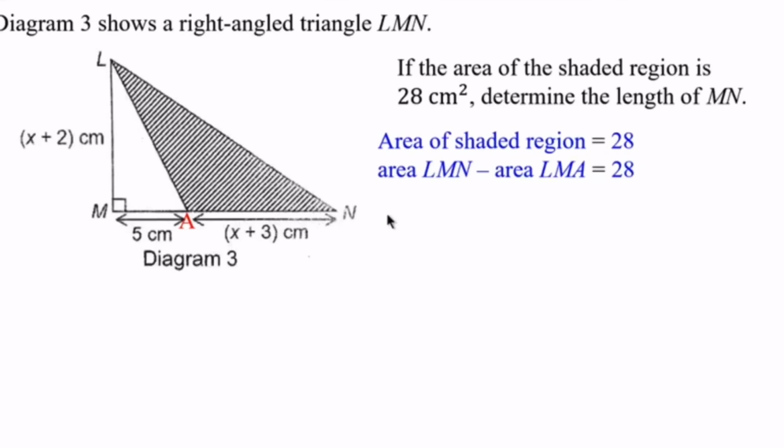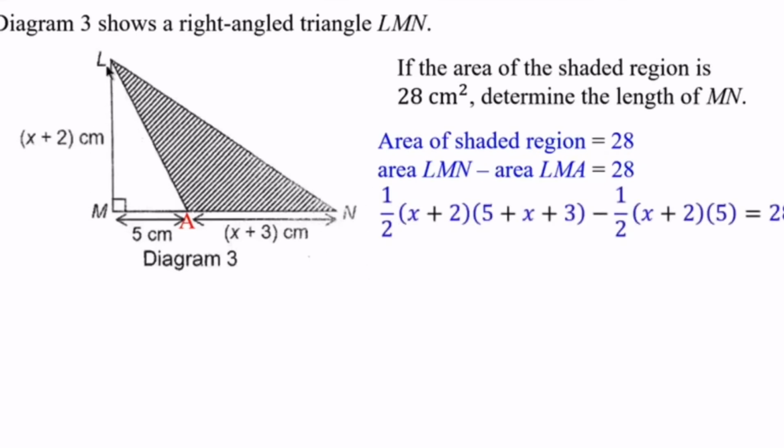So we will use an area for the big triangle, which is 1 over 2 times x plus 2 times 5 plus x plus 3, minus 1 over 2 times x plus 2 times 5. The small triangle, the base is just 5, and it is equal to 28. So we will simplify by multiplying every term by 2.